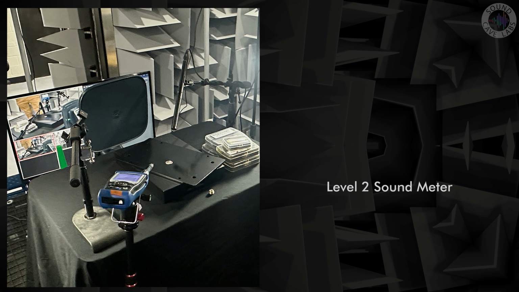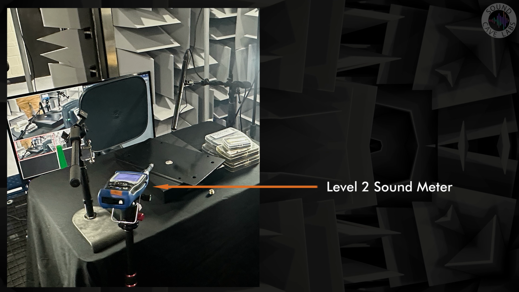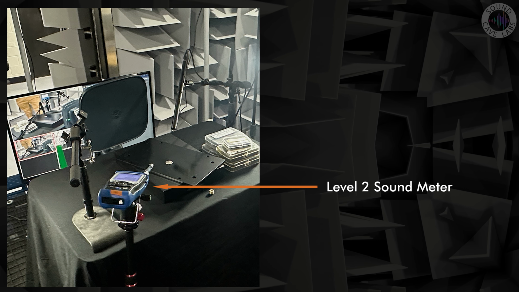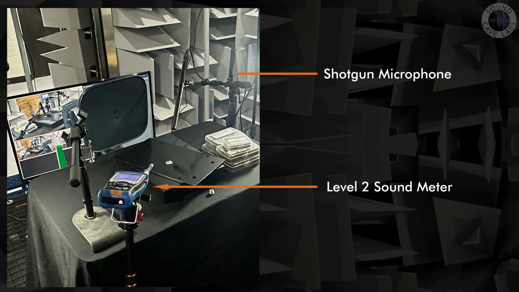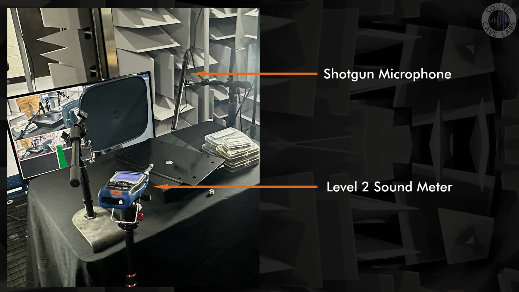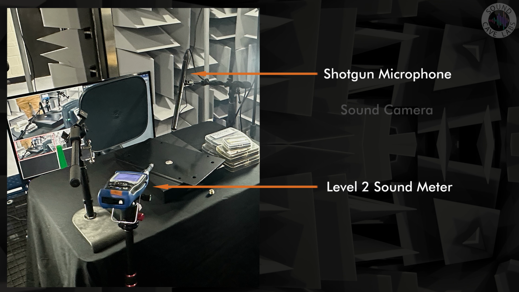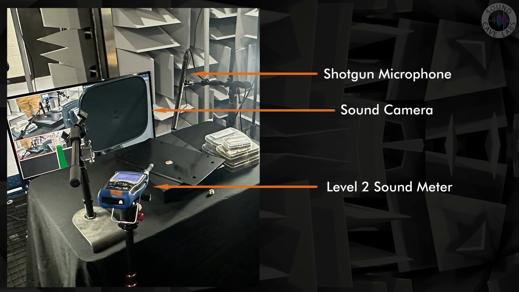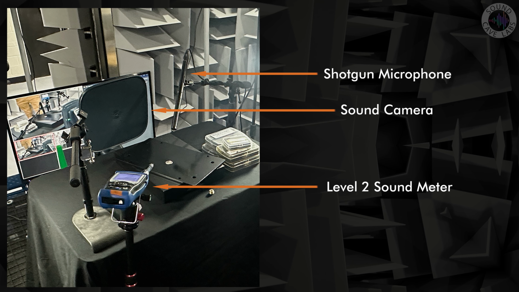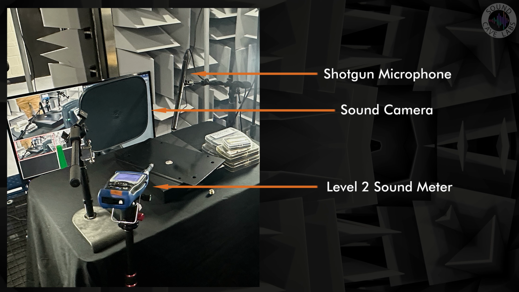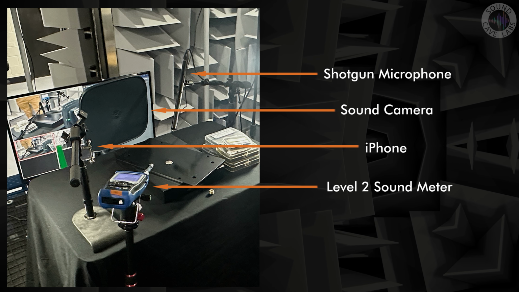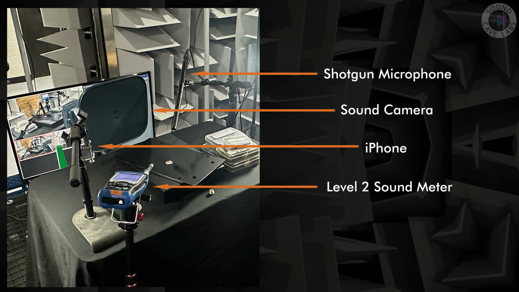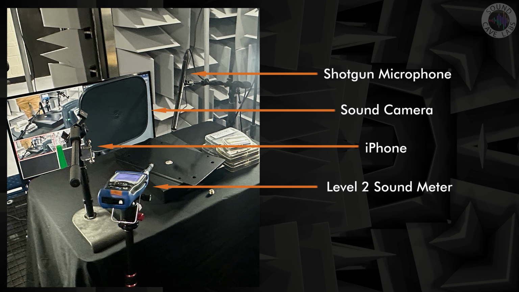Our level 2 sound meter captures decibel readings across the full frequency range of human hearing. Our shotgun mic captures clean audio signal. The sound camera pinpoints visually exactly where the sound originates. And the iPhone is used to record slow motion footage so we can see and hear the moment of impact in incredible detail.